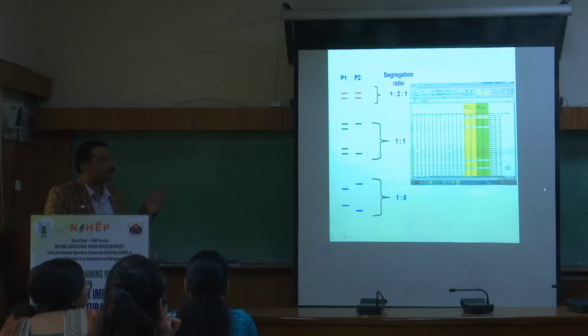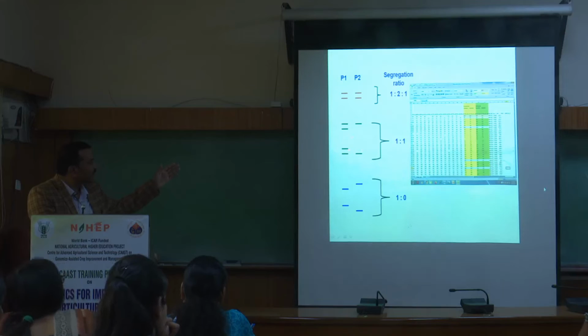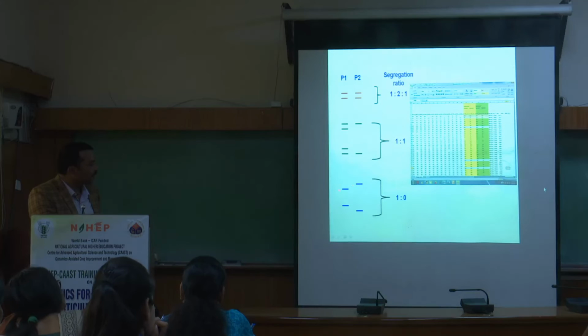So for some of the loci, both are heterozygous. In some loci, one parent is heterozygous and the other is homozygous. The vice versa means this one is heterozygous. I think I mentioned it incorrectly here. This is heterozygous, this is homozygous. Then one condition is that it is homozygous for both of the alleles, in both parents.